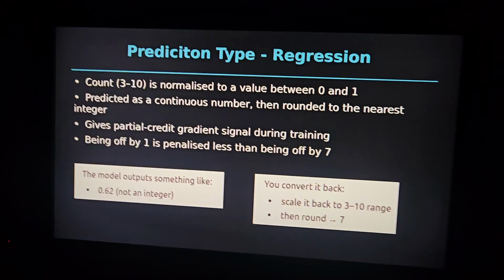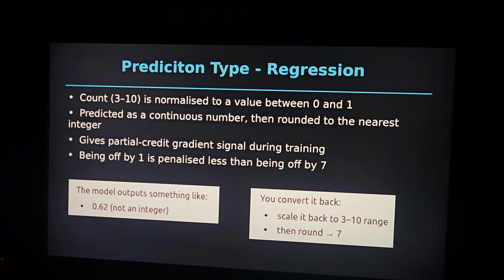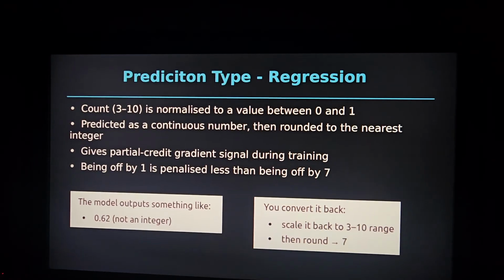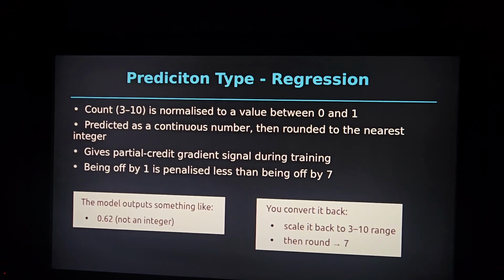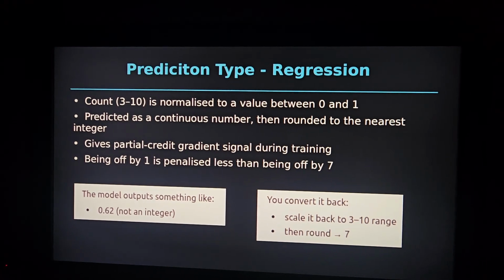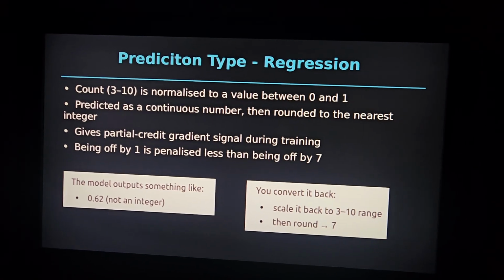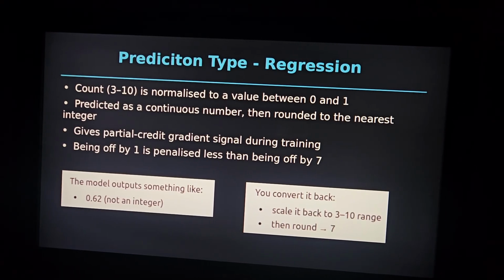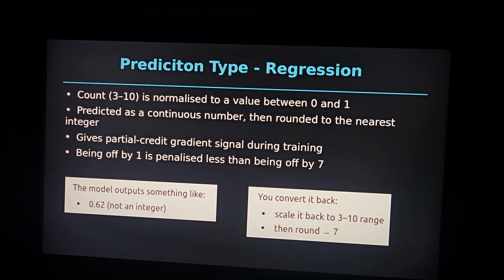So I use regression as my prediction type. So instead of classification where it's classified as, oh, this number is 3, 4, 5, 6, it instead has a continuous prediction. So it might be 6.69 or 0.39, and then that gets converted into a number.